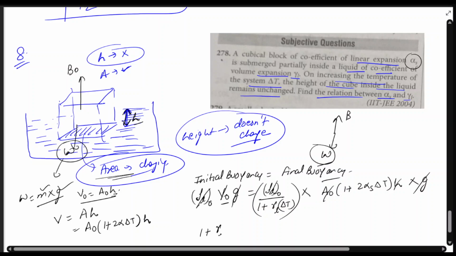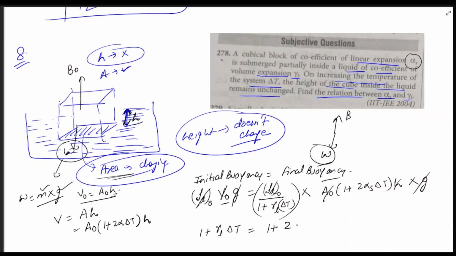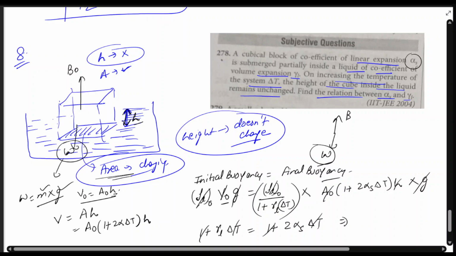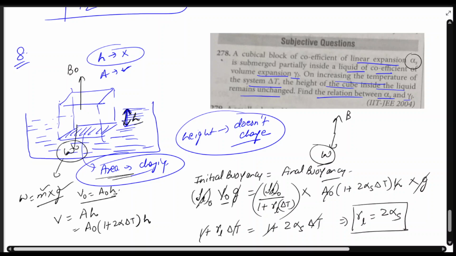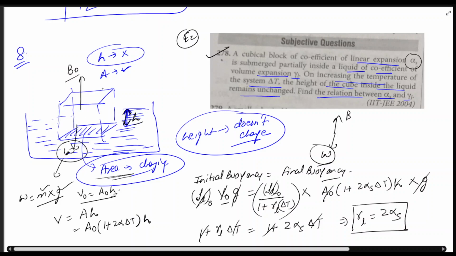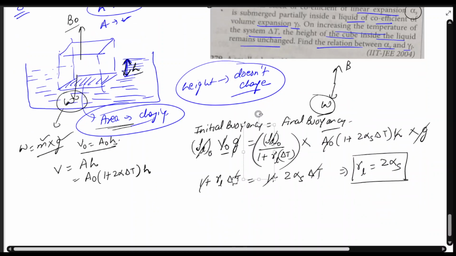We'll have 1 by gamma L delta T equal to 1 plus twice alpha S delta T. 1 will get cancelled, delta T cancels. So simply we'll have gamma of liquid equal to twice of alpha S. This will be our answer, right? So it is a simple question, an easy question, but the concepts are many, like buoyancy we have to use, and then we have to apply. So it's an easy question, nothing to worry.